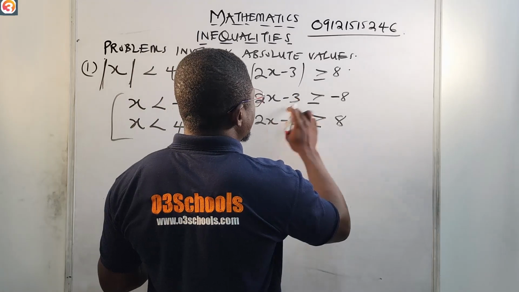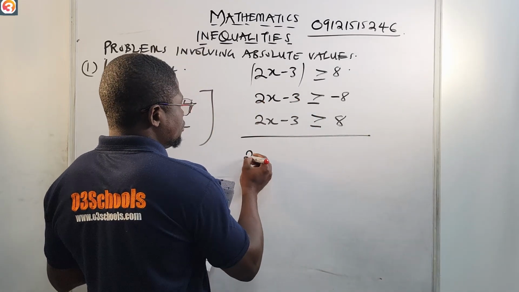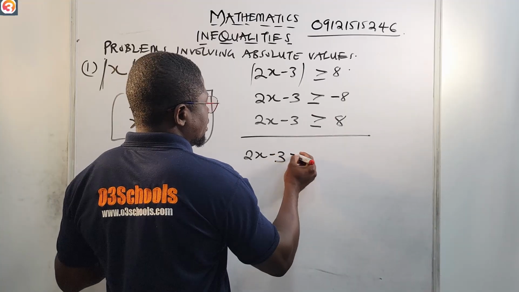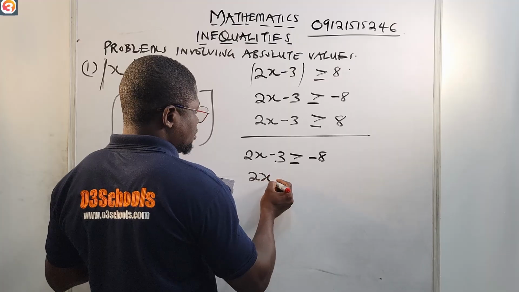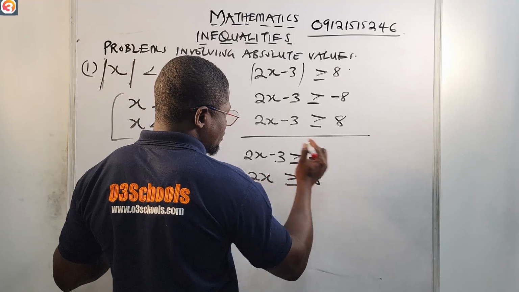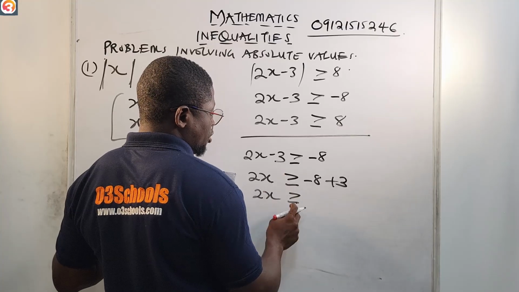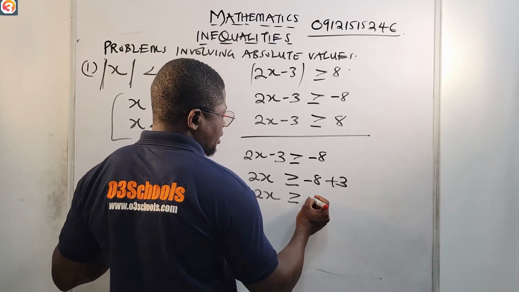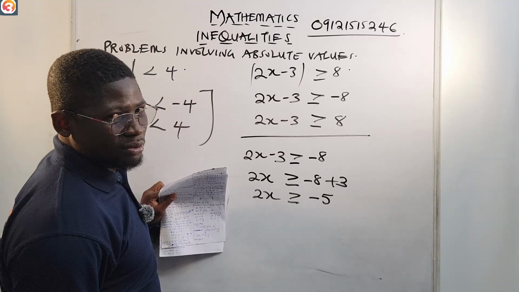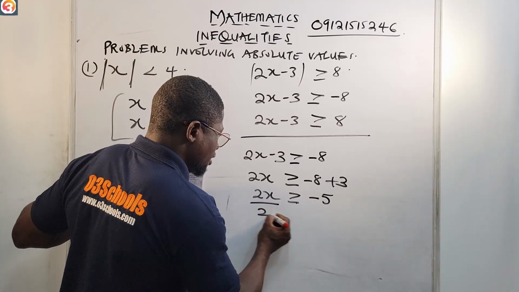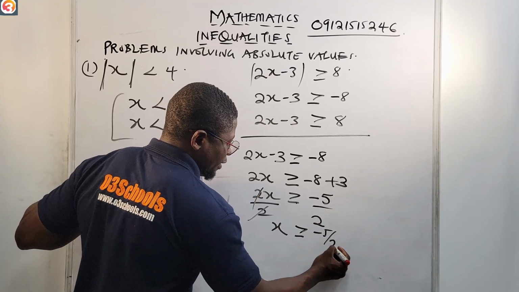For the first one, I'm going to have 2x minus 3 less than or equal to minus 8. Minus 3 will go and join minus 8 there, so I'm going to have 2x less than or equal to minus 8 plus 3. Minus 8 plus 3 is minus 5. If I owe you 8 naira and you have 3 naira to pay, if you pay, you still be owing. So divide both sides by 2. 2 cancels 2. So x will be less than or equal to minus 5 over 2.